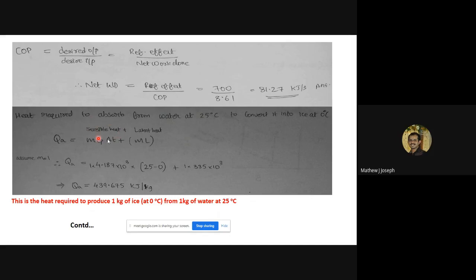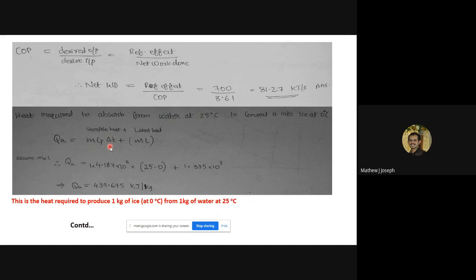We have studied this in junior classes. Sensible heat is nothing but the heat required to simply increase or decrease the temperature of a substance without any change in the phase. Without any phase transformation, the heat transfer happening which is causing only temperature change, that is the sensible heat. Sensible heat is mathematically given as m Cp delta T.